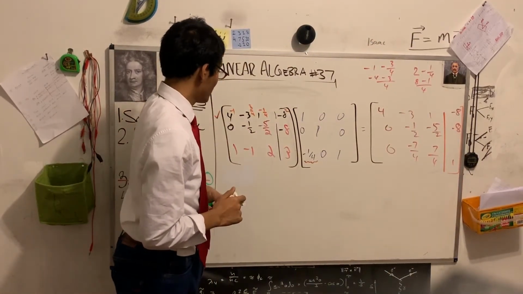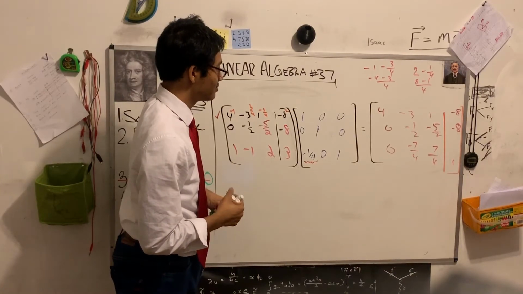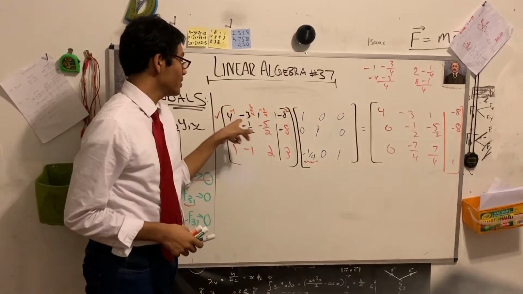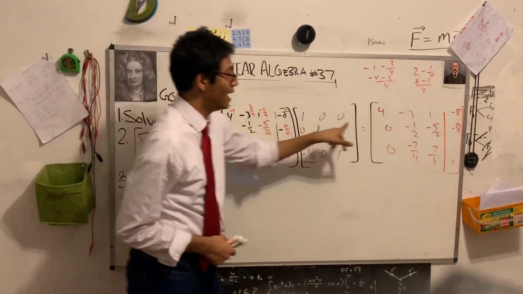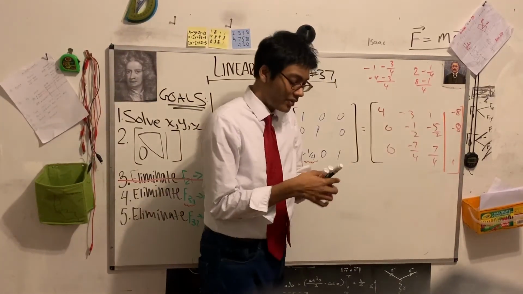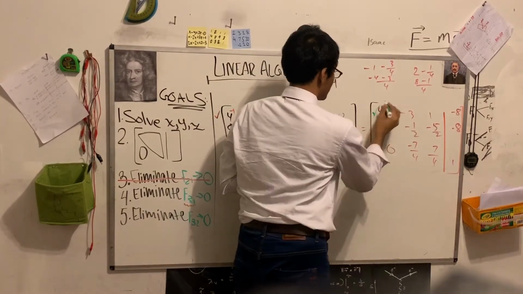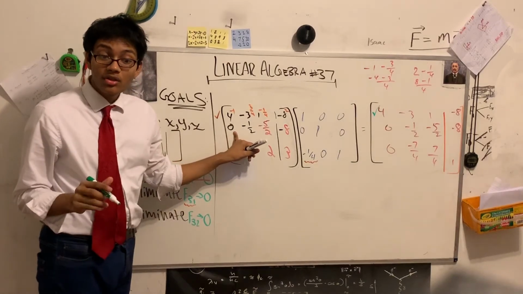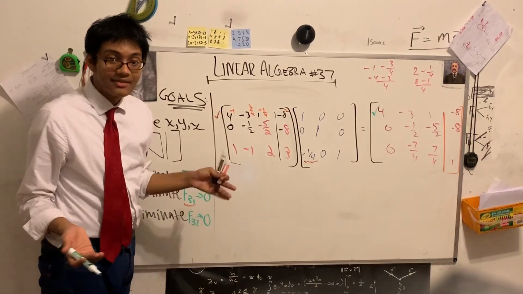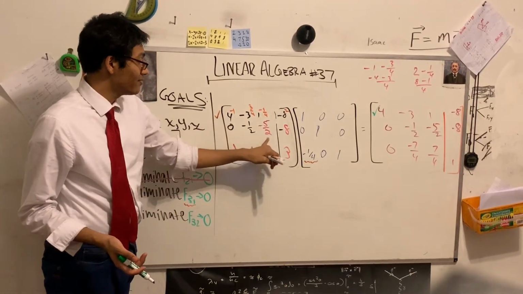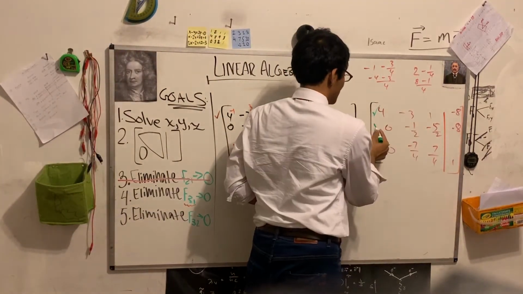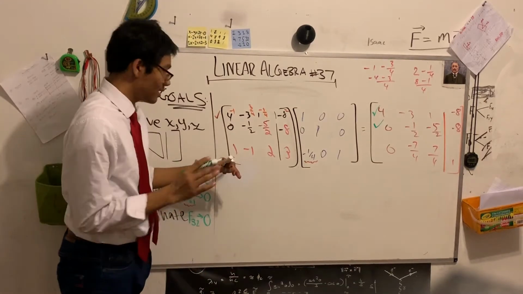And what else is wrong? Let's take a look. First and foremost, the first row should be the same. 4, minus 3, 1, minus 8. 4, minus 3, 1, minus 8. First row looks the same. The second row should also look the same because we're not eliminating anything from there. 0, minus 1/2, minus 5/2, minus 8. 0, minus 1/2, minus 5/2, minus 8. Second row looks great.